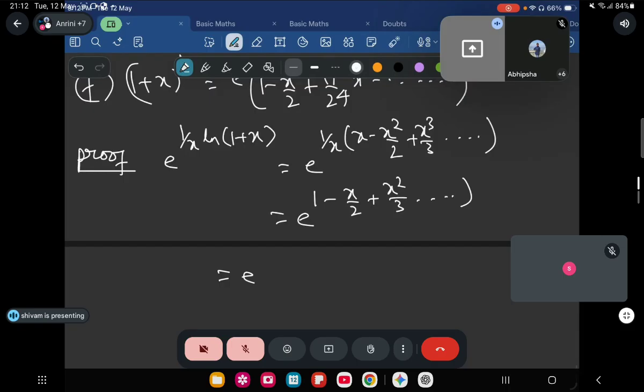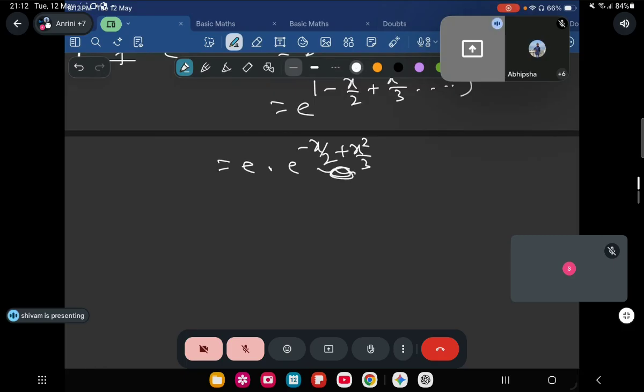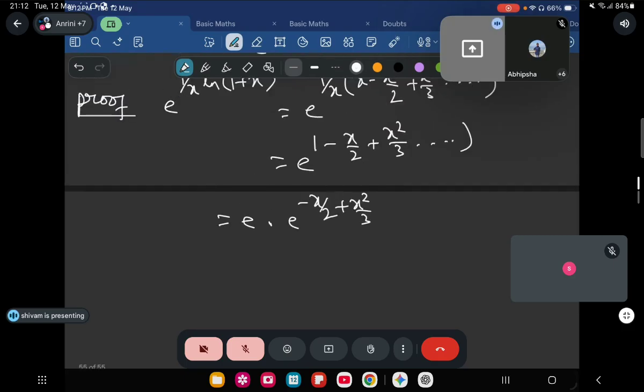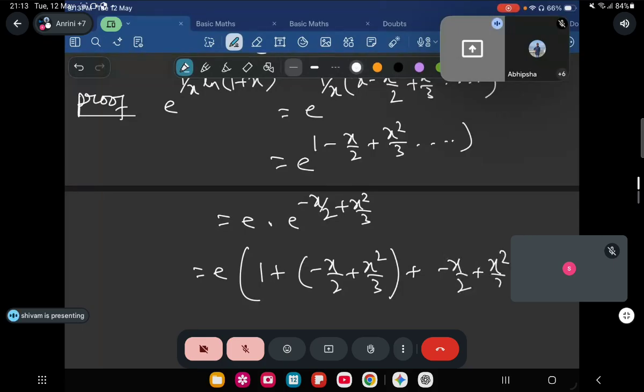Further, can we write it as e to the power 1 into e to the power minus x by 2 plus x square by 3. So let us expand. Again, we know e to the power x expansion: 1 plus x plus x square by 2 factorial. So this will become e into within brackets 1 plus minus x by 2 plus x square by 3, plus minus x by 2 plus x square by 3 whole square into 1 by 2 factorial dot up to infinity. Only write down the first three terms, you'll get the result.